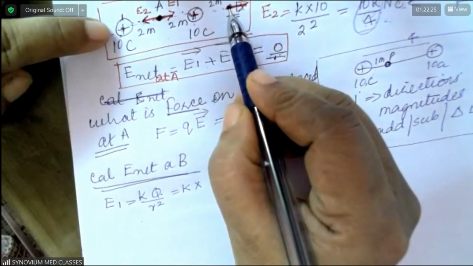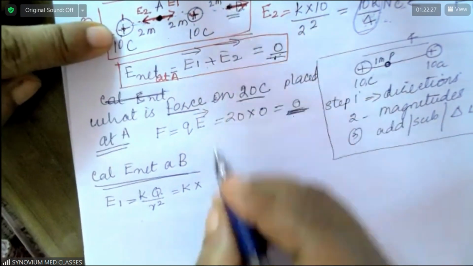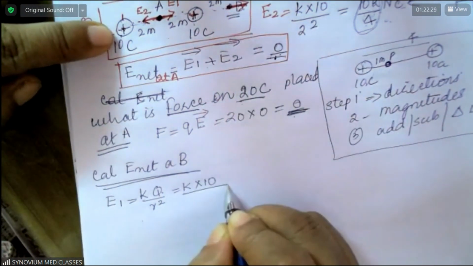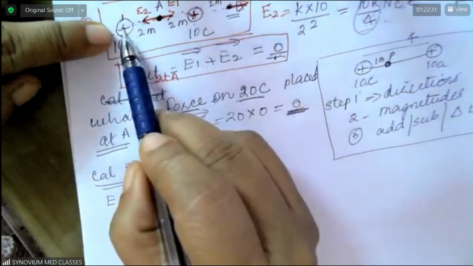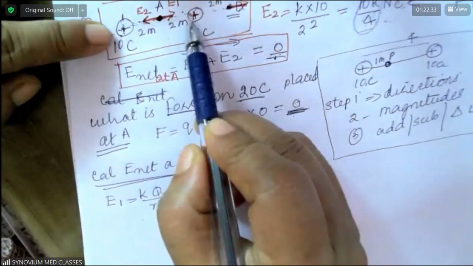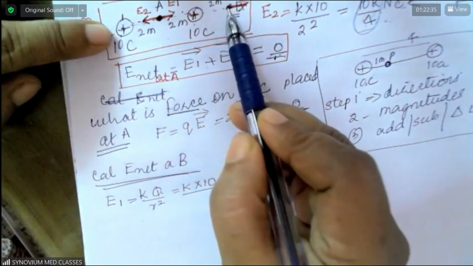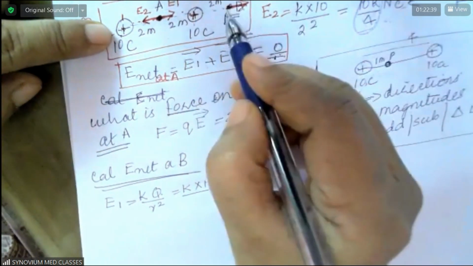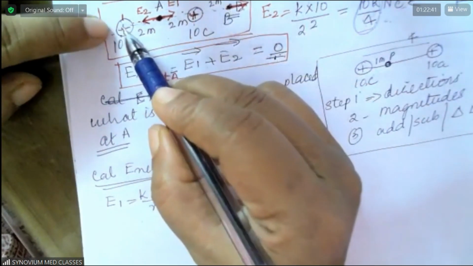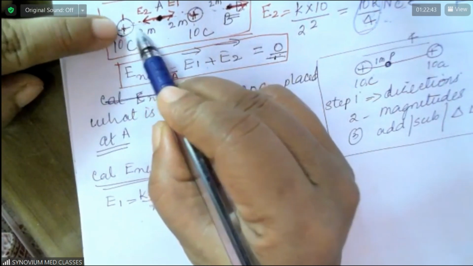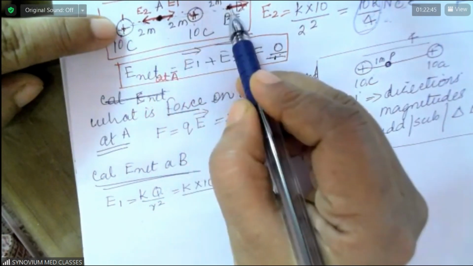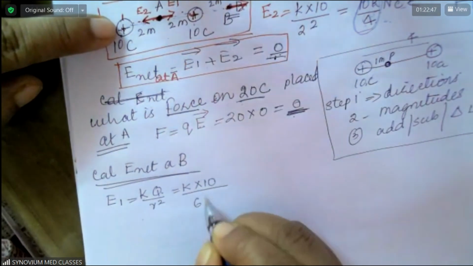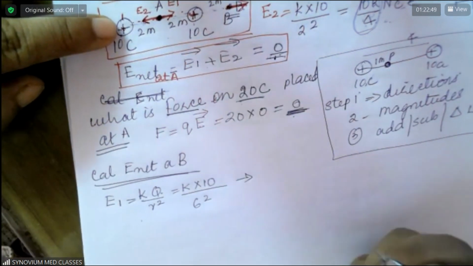The electric field due to this 10 coulomb charge: K into Q by what is the distance? This full thing is 4 plus 2, because at this point B, I'm finding the field due to this one. So 4 plus 2 means 6 squared. Which way? This way.